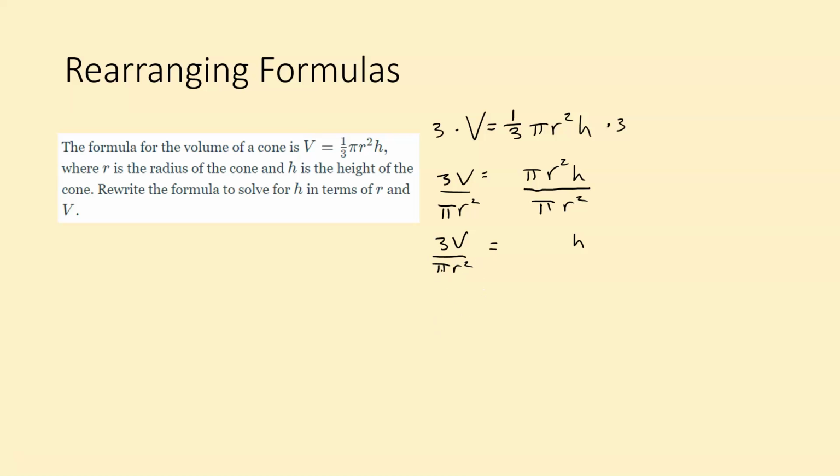Even though we could plug in an approximation for pi or use our calculators, we don't want to do that. We just want to leave it in terms of pi as well. So we just want to leave this pi symbol in here. But we can rewrite it so h is on the left side, how we're more familiar with it. h equals 3v over pi r squared. So your final answer would be h equals 3v over pi r squared.